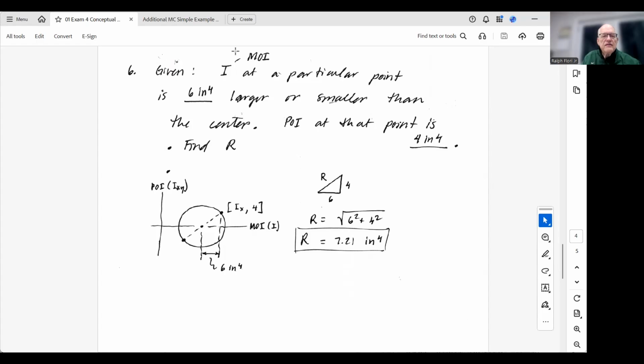And it says that the moment of inertia is 6 larger than the center. So basically it's giving you this distance here, which is 6. And then it says the product of inertia at that point is 4. So it's giving you this guy's 4. So it's giving you enough information to draw this triangle, which is 6 and 4. So the radius is just the square root of 6 squared plus 4 squared, which is 7.21. And so that might be all that it's asking you for.